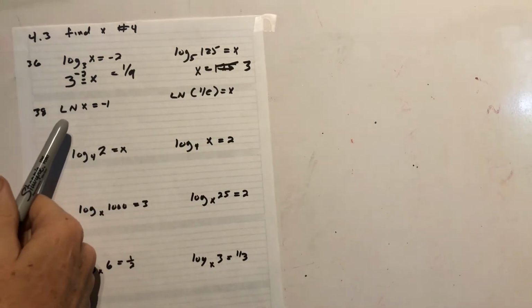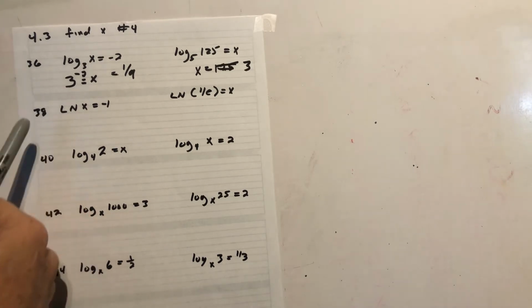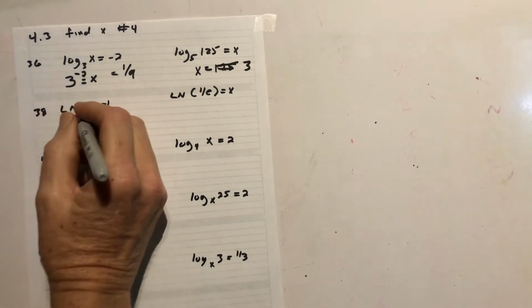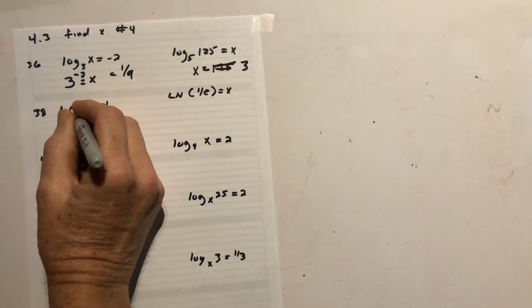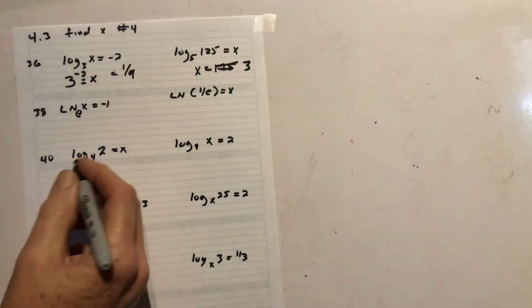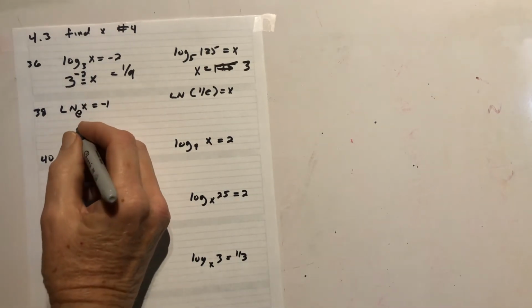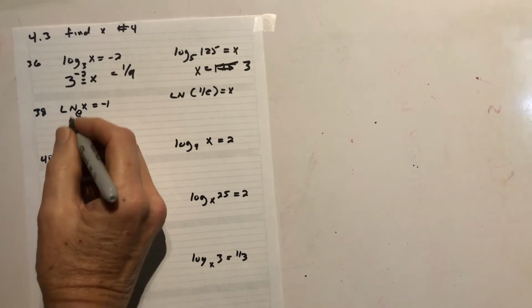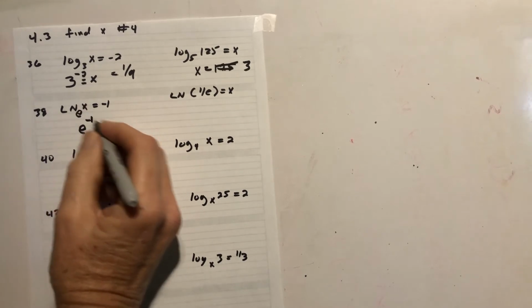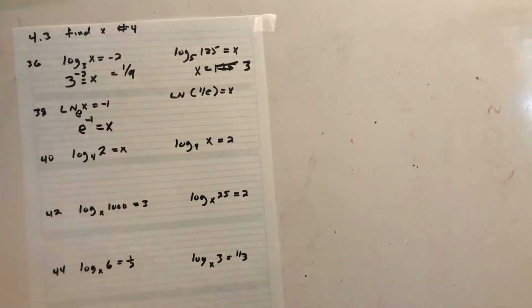All right, what's my base? We just did this the other day. ln is called natural log, which is base e. Matter of fact, sometimes I like to write the e here because it helps me out. That's my base. So to change this to an exponent, it's e to the -1 equals x. So your answer is e to the -1.